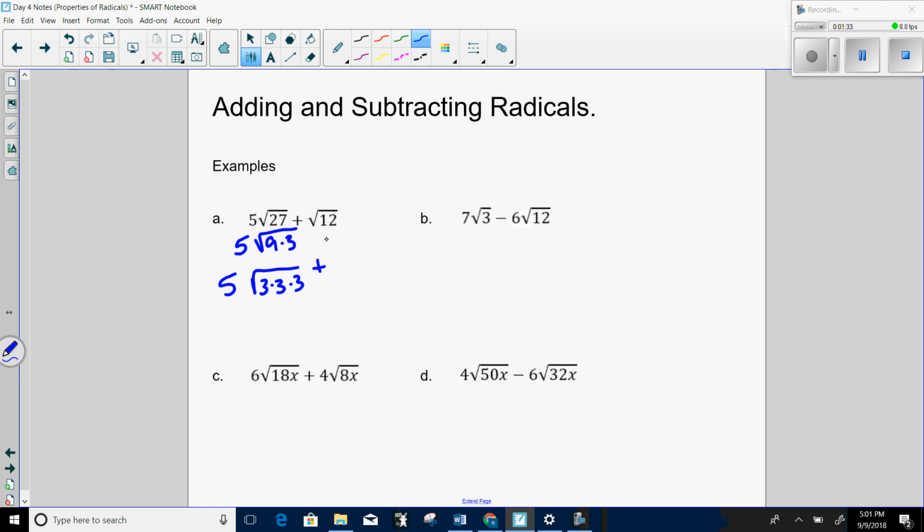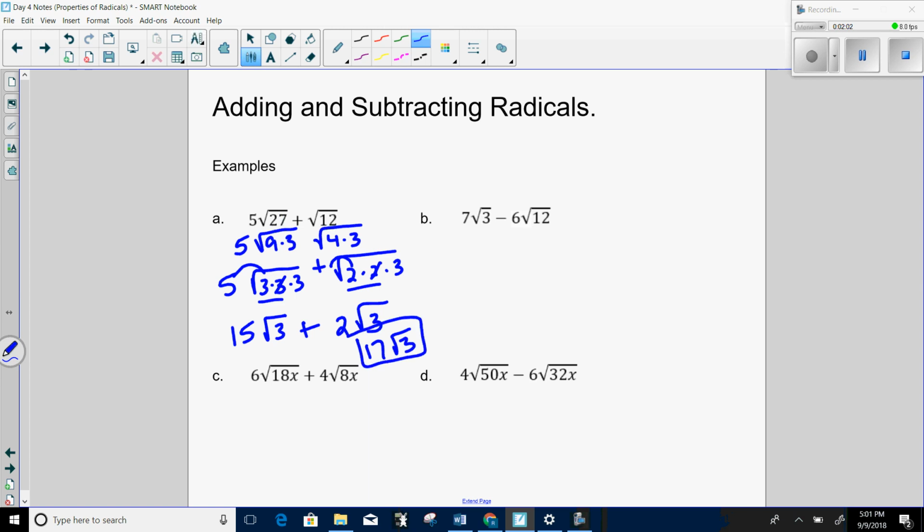Plus the square root of 12. I'm going to take that and make that 4 times 3. Those are not the same numbers, so I break it down. 4 is 2 times 2 times 3. Notice I have a pair of 3's. Notice I have a pair of 2's. 1 3 jumps out, 1 gets crossed off, so this becomes 15 square root of 3. Plus, notice a pair of 2's. 1 jumps out, 1 gets crossed off. So you get 2 square root of 3. Now we put those two together and we get 17 square root of 3, and that is your final answer.